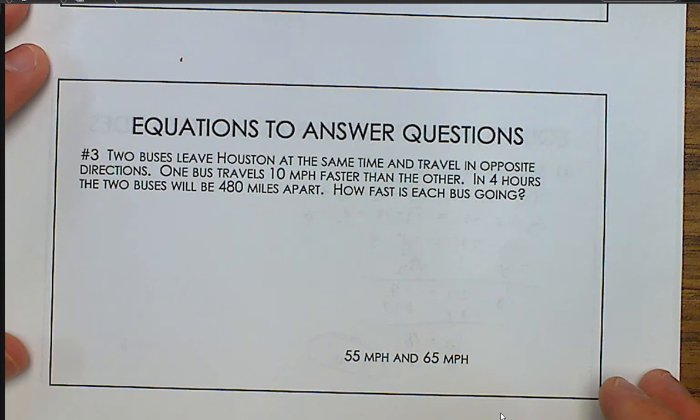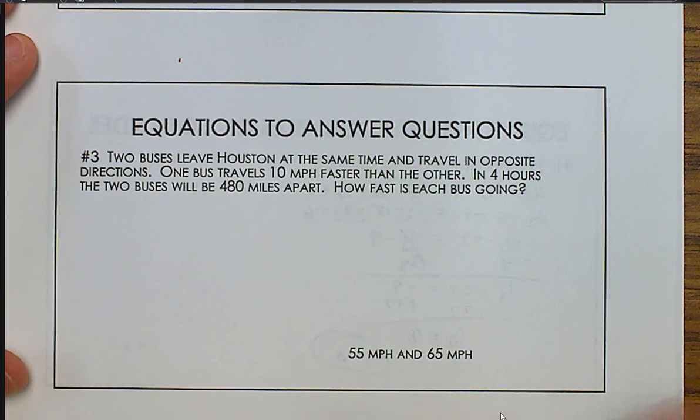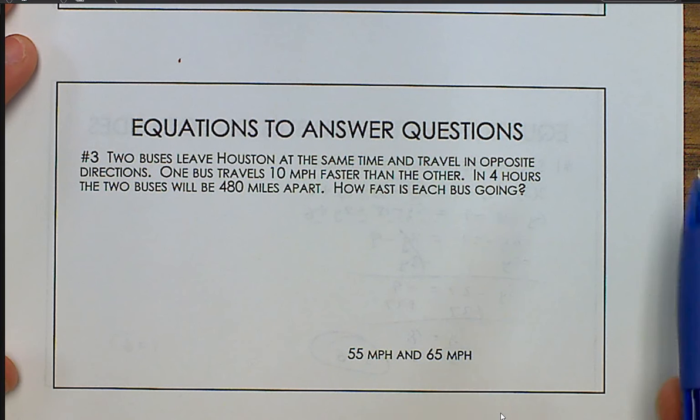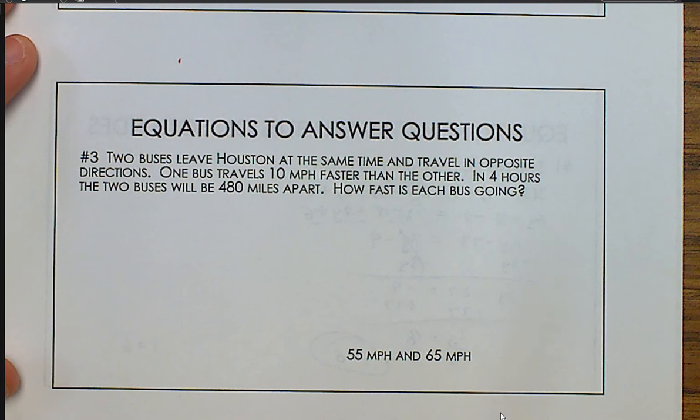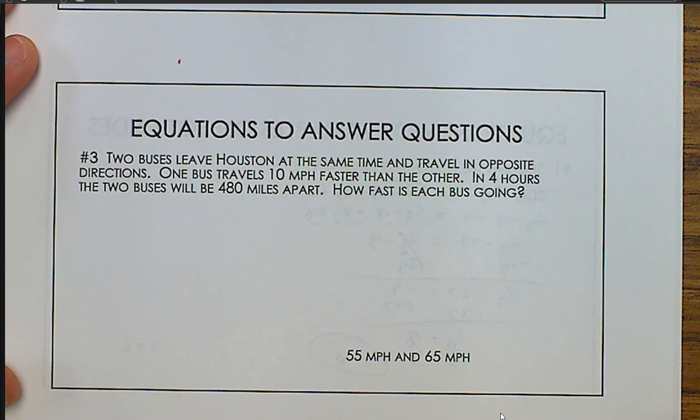Next we have question number 3, and this is an application problem. Let's just read through it real quick. We have 2 buses that leave Houston at the same time and travel in opposite directions. One bus travels 10 miles an hour faster than the other. In 4 hours, the 2 buses will be 480 miles apart. How fast is each bus going?